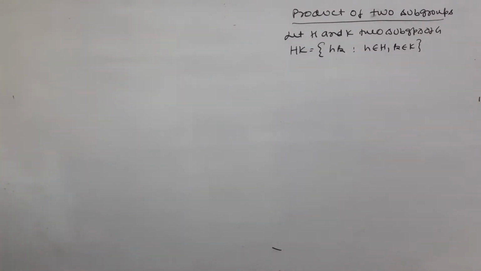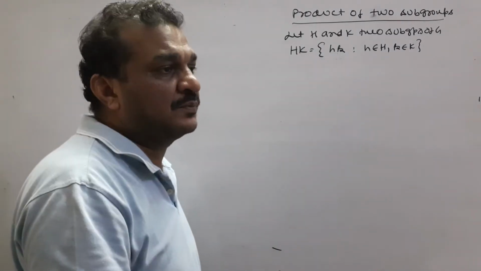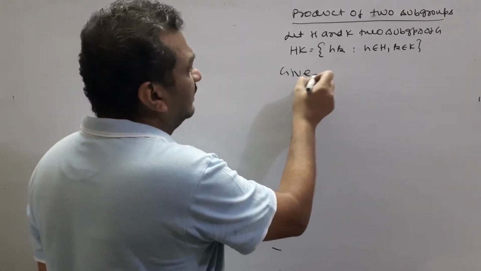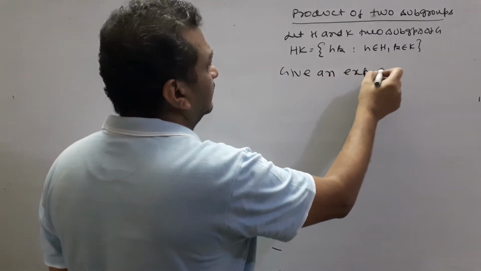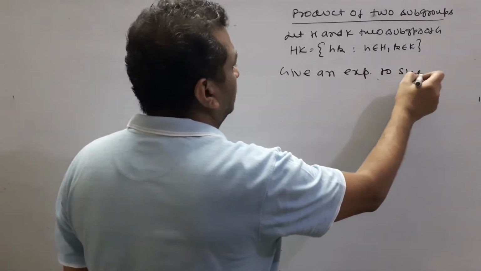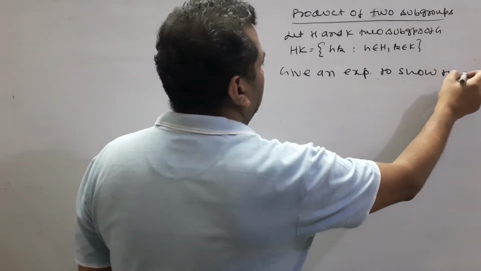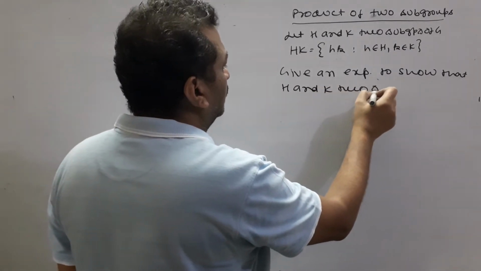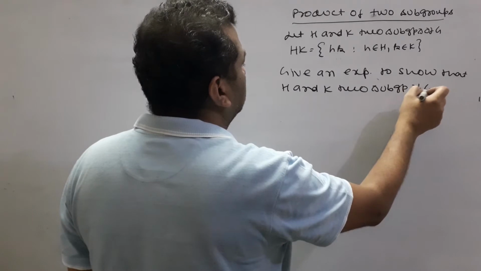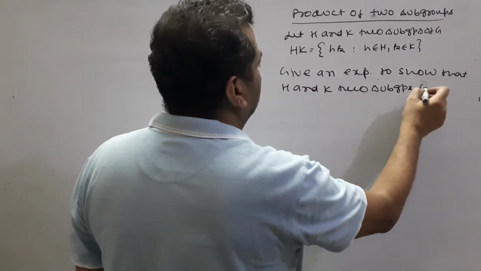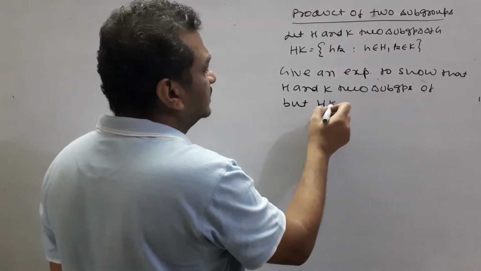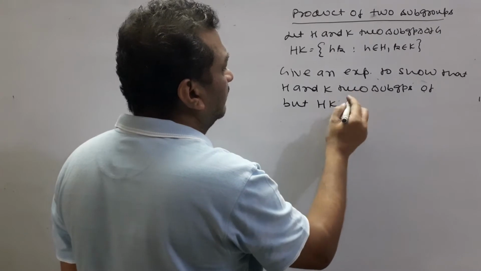Okay. Next, beta, it is not necessary that if H and K are subgroups, then the product is also a subgroup. Beta, I will give an example to show that H and K are subgroups of G, but the product HK need not be a subgroup of G.